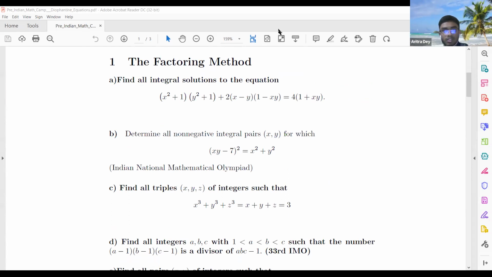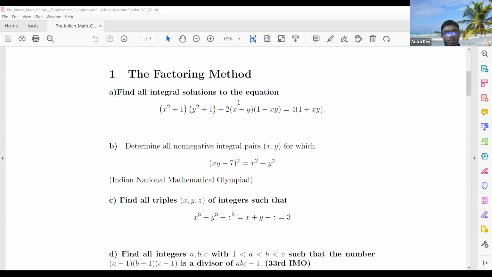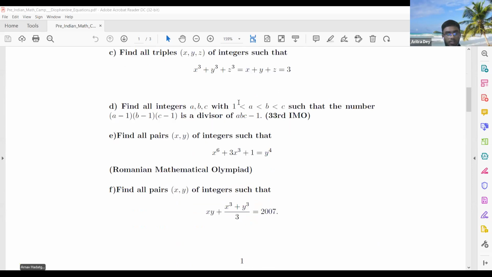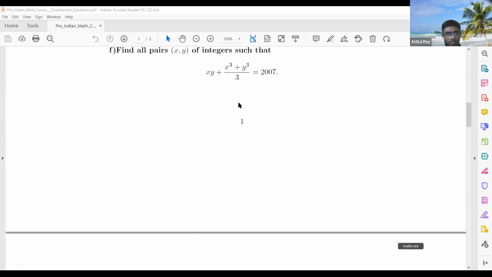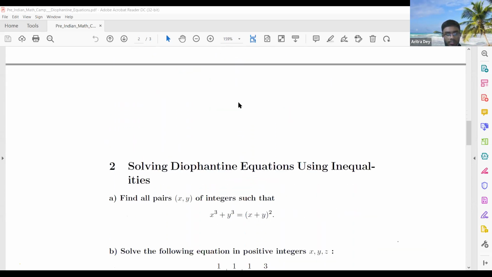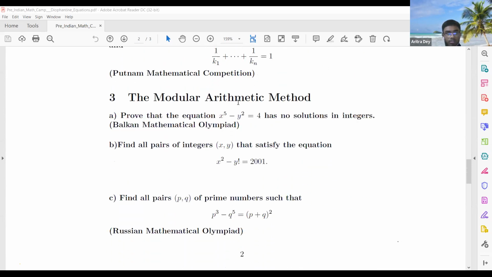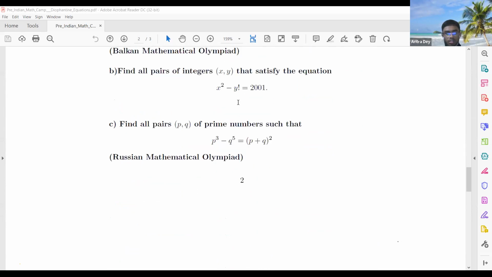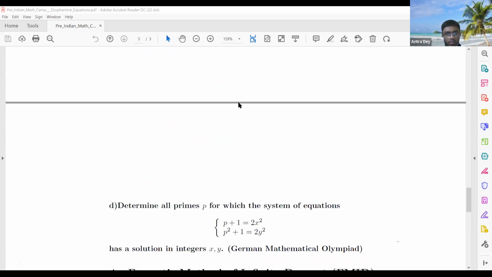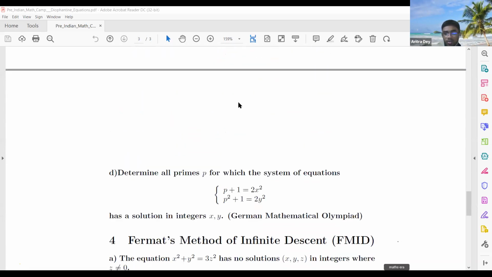I'm sharing my screen. Can all of you see this? Okay, great. So I have mainly taken three parts, most probably. The first part, the second part, and the last one is the fourth part. It's a modular arithmetic part, and another thing is called Fermat infinite descent part.